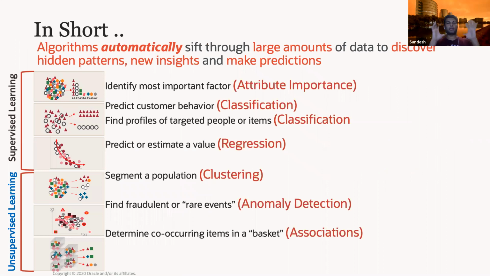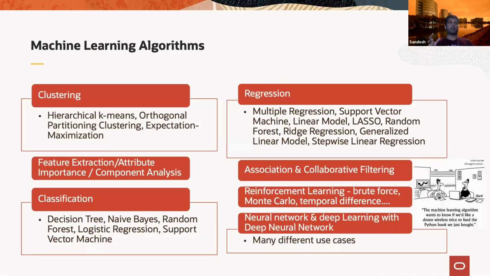So in short, just to give you a summary of the whole thing, most of the top ones fall into supervised learning, which is attribute importance, classification, regression. And the ones lower, which are clustering, anomaly detection, and associations, fall into unsupervised learning. So this is a summary of all the previous slides I went through. It's important to understand these concepts when you go into machine learning algorithms. Now I'm only going to concentrate on clustering, regression, classification, and do a little bit of something called feature extraction or attribute importance, because these are the most common areas that you're going to play in, okay?